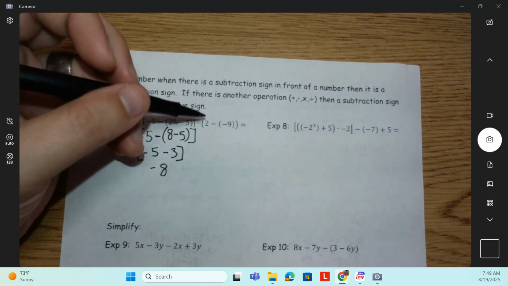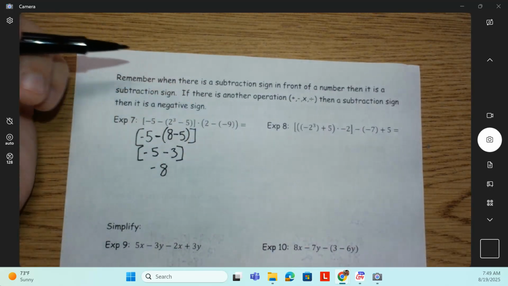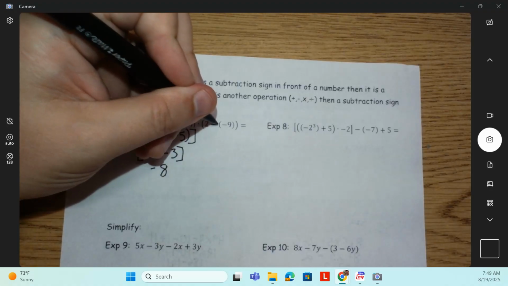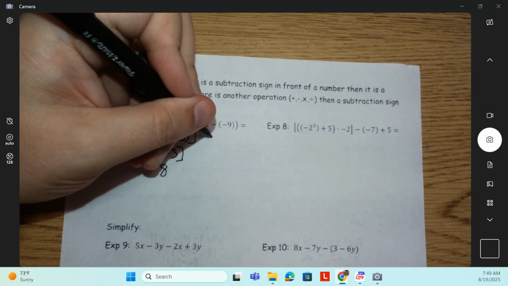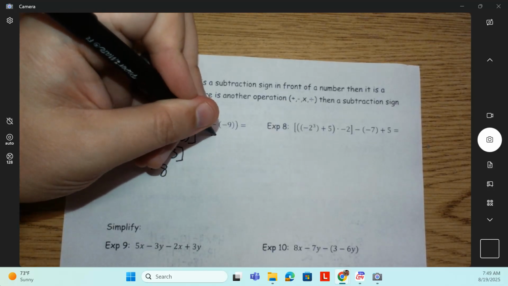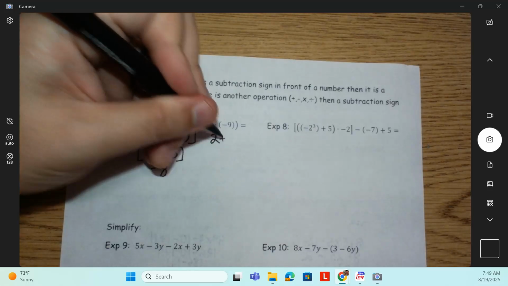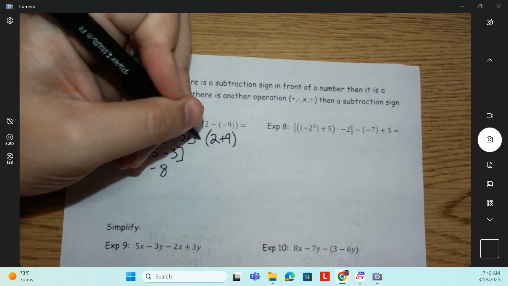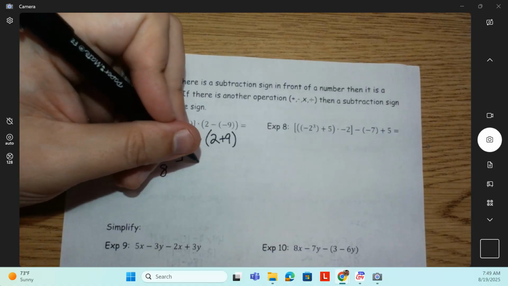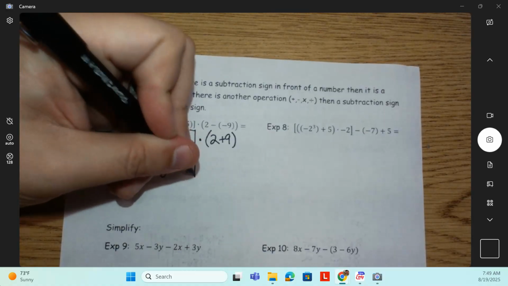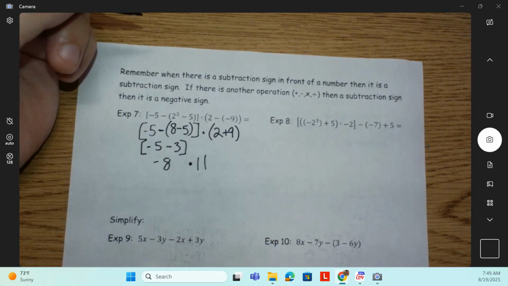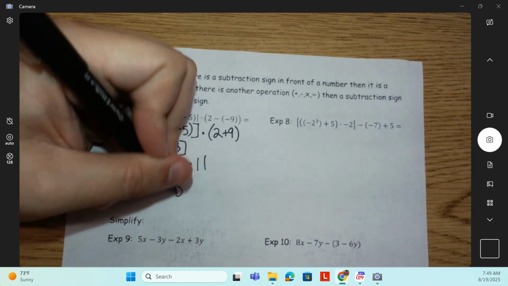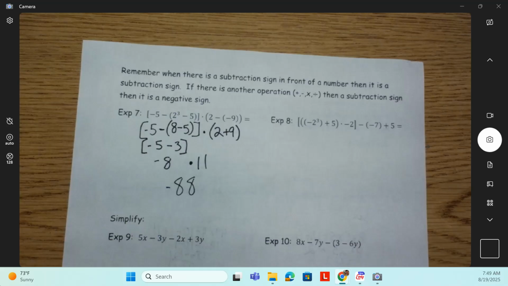Then over on this other side, I've got 2 minus a negative 9. And really what we can think of that as is if I'm doing minus a negative, it's like a debt got erased. So you kind of get that money back. So really, 2 minus negative 9 just changes to 2 plus 9. And so 2 plus 9 would be 11. And so I end up with negative 8 times 11 to get negative 88 there for that.